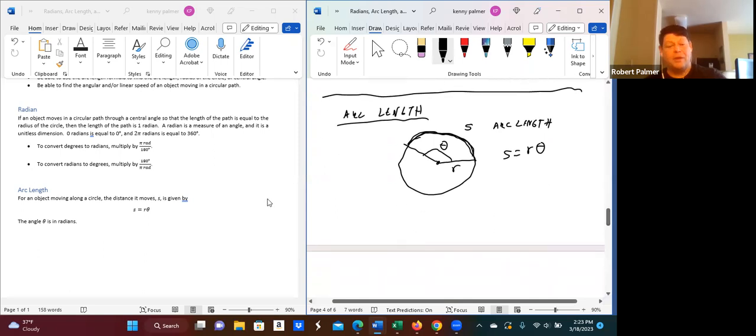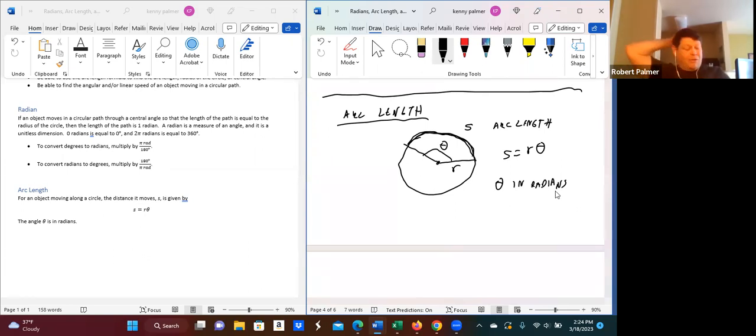Okay. Now, one thing here is that theta has to be in radians when we do this. So if you're given an angle that's in degrees, you have to convert it to radians. Now, this formula has three variables, s, r, and theta. As long as we know two of them, we can always find the third one. Okay, and we'll look at an example of each.